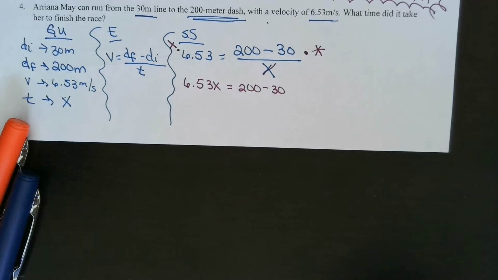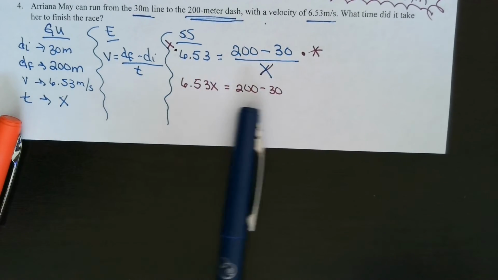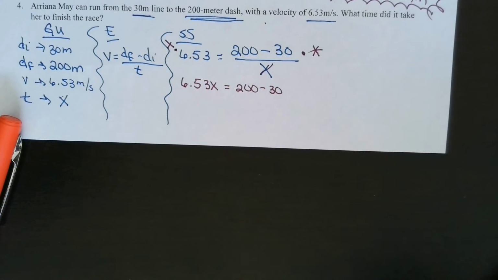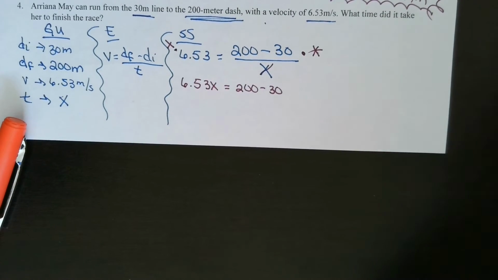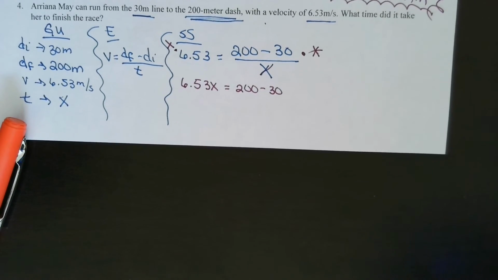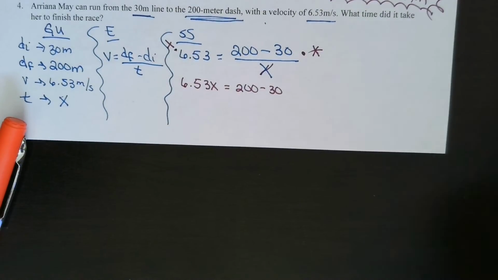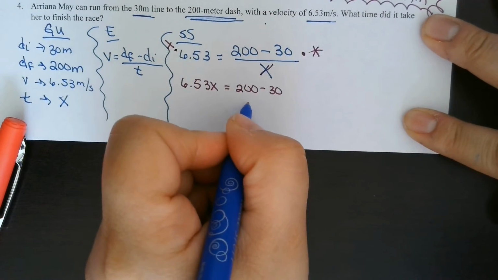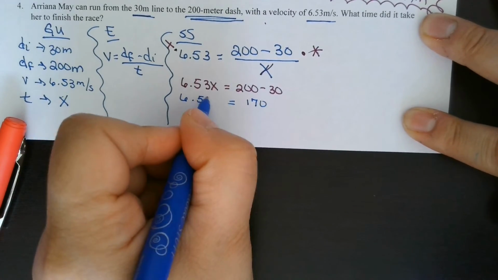Next thing, now that I have a nice line, I want a nice linear problem here. On this side of the equation, I'm going to combine those numbers because they're just numbers. Numbers and letters you can't combine, but numbers with numbers we can. So what's 200 minus 30? Go ahead and grab your calculator if you can't do this in your head, and do 200 minus 30, and you should get 170. So subtract these two, you now have 170 equals 6.53x.